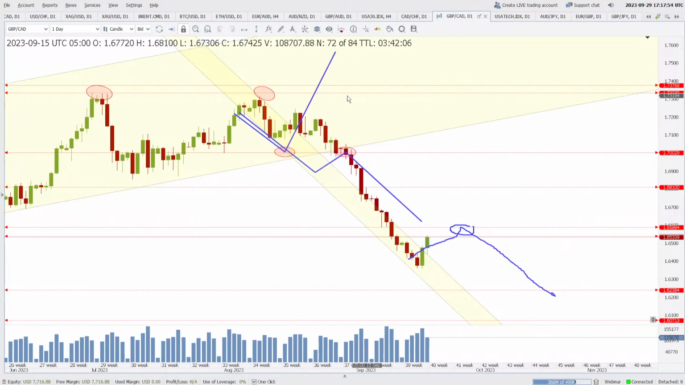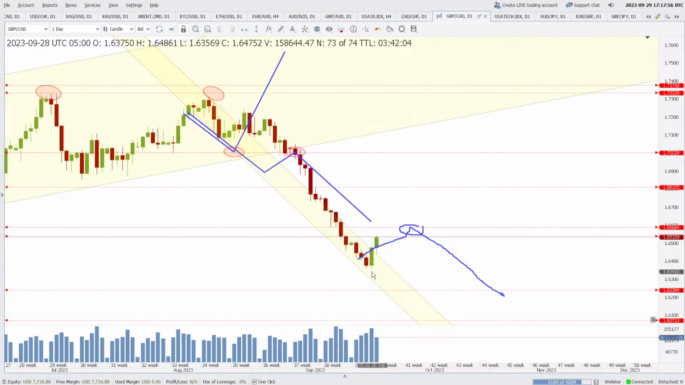GBP CAD, we are looking for lower prices, but right now there's an up move with the bullish engulfing. 1.6588 and 1.6533 may be seen as an area of resistance for us to push the prices lower in this one.